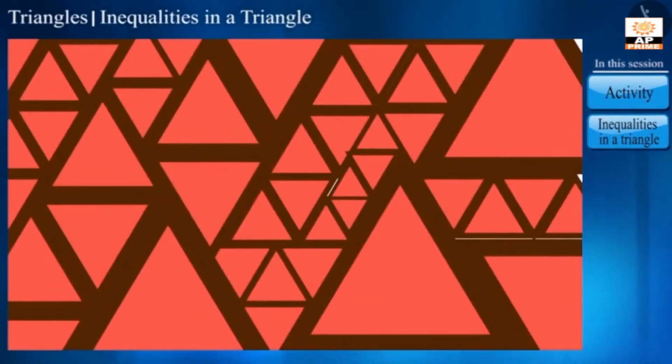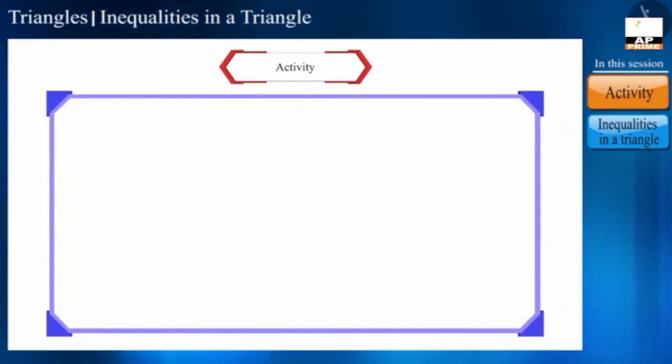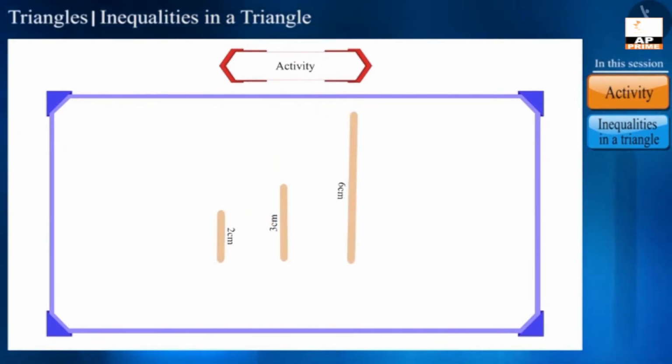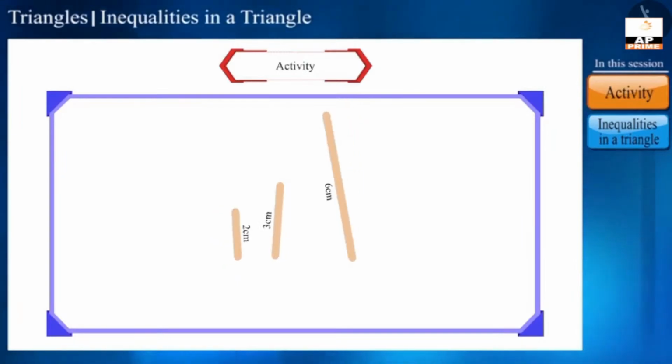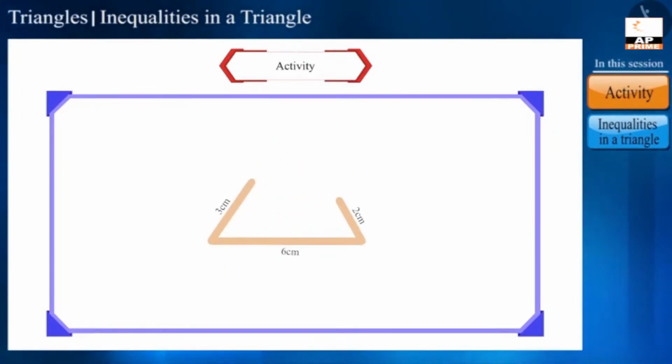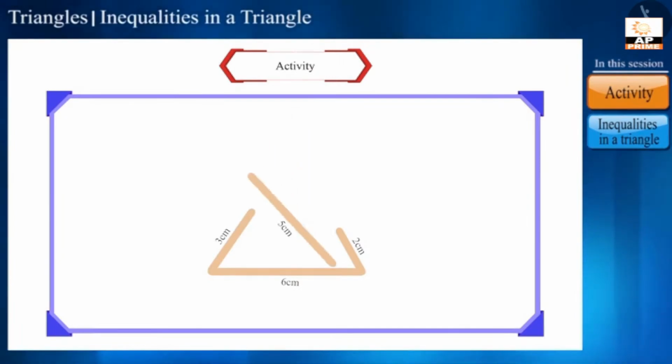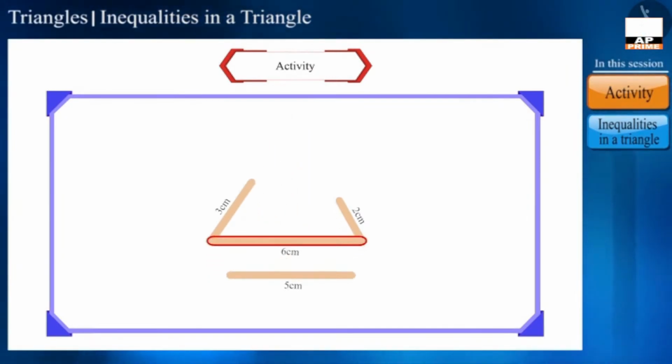Friends, let's start with an activity. We will construct a triangle by taking thin pieces of wood of 2 cm, 3 cm and 6 cm, where the base is the 6 cm piece of wood and the remaining 2 sides are 2 and 3 cm respectively. Can such a triangle be formed? You can see that this is not possible. Now let's do one thing. If we add the 2 wooden sticks of length 2 cm and 3 cm, they will have a full length of 5 cm, which is less than the base or the third side with a length of 6 cm.